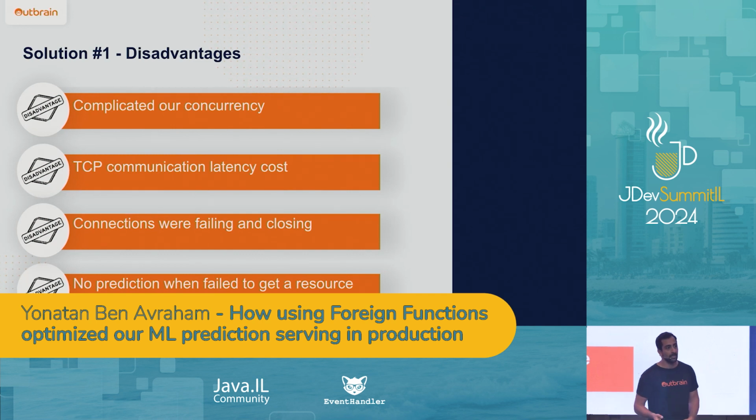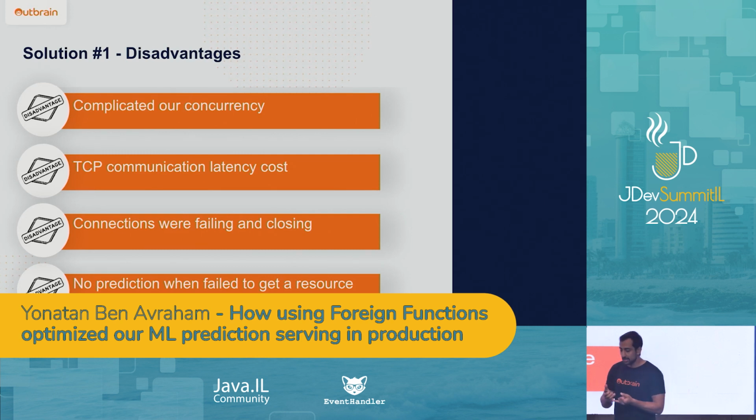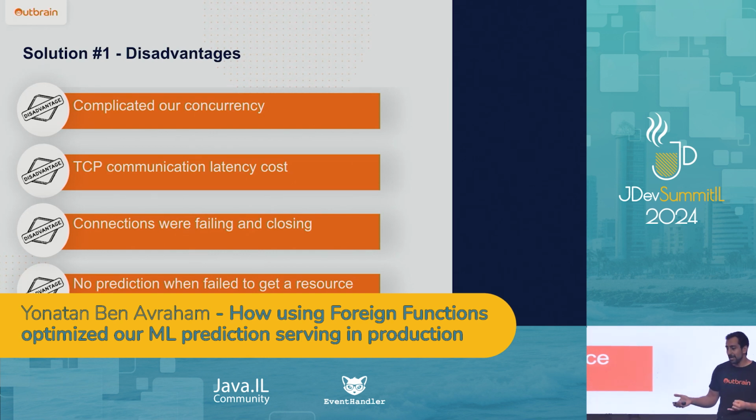First of all, it complicated our concurrency. At Outbrain, we have our on-prem cloud, and we are very good at having a single application on our container and reaching a CPU utilization of 90, maybe 100%, before we spin up another instance. But here we have two applications, and getting to such a high CPU utilization was much, much harder. Besides that, the TCP communication itself cost us in latency and in CPU: the TCP handshake and the parsing of the TCP socket. And the TCP handshake was something we did many times because connections were failing and closing, as I said.